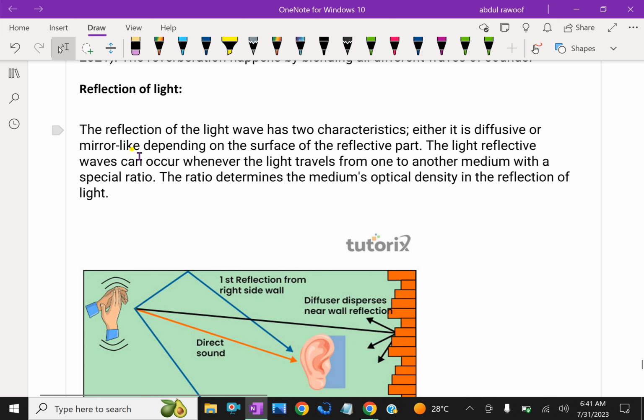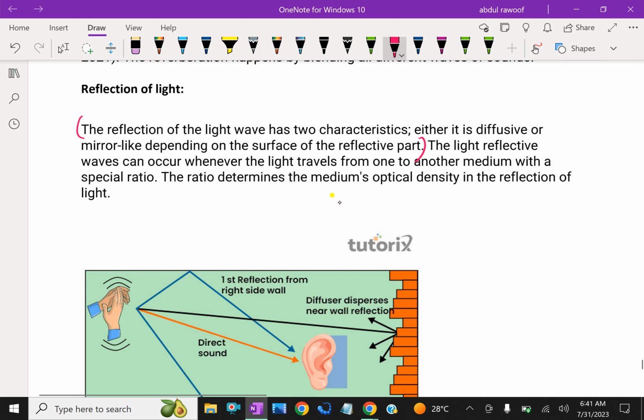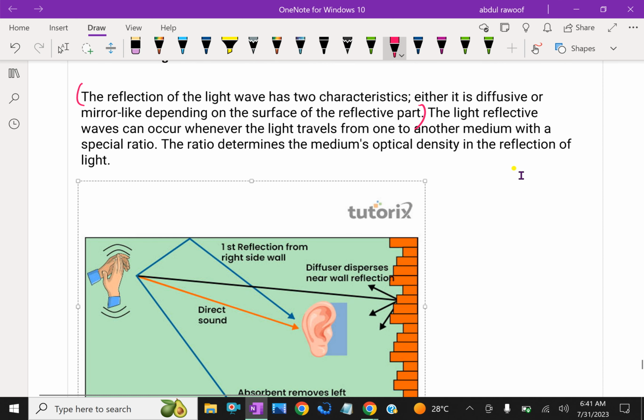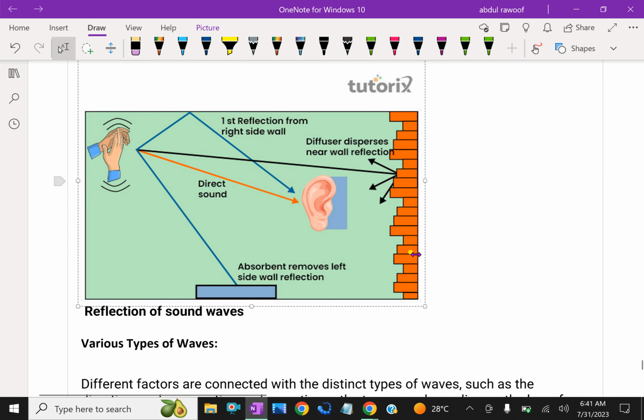Reflection of light. The reflection of light waves has two characteristics: either it is diffusive or mirror-like, depending on the surface of the reflective part. Light reflection can occur whenever the light travels from one medium to another with a particular ratio. The ratio determines the medium's optical density and the reflection of light.